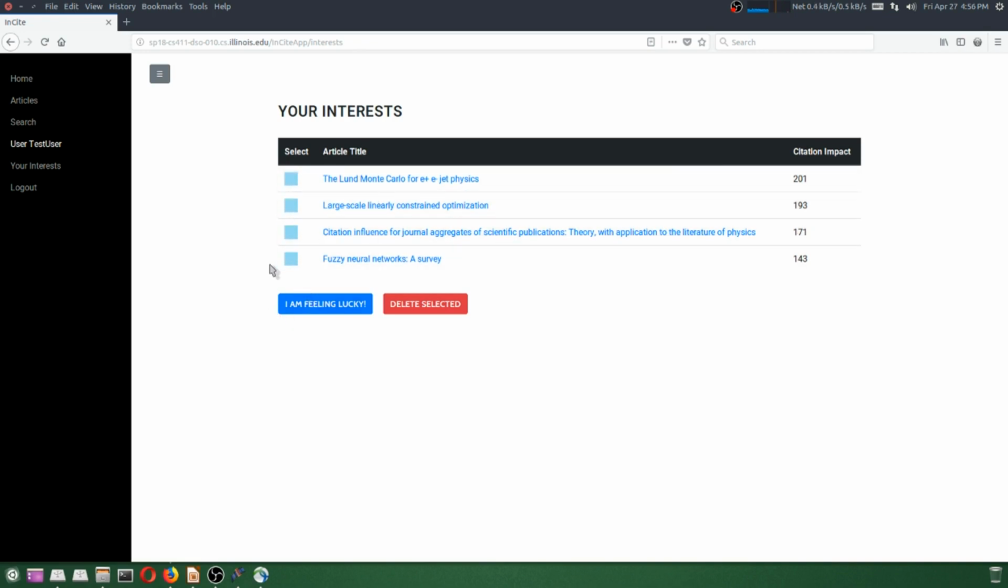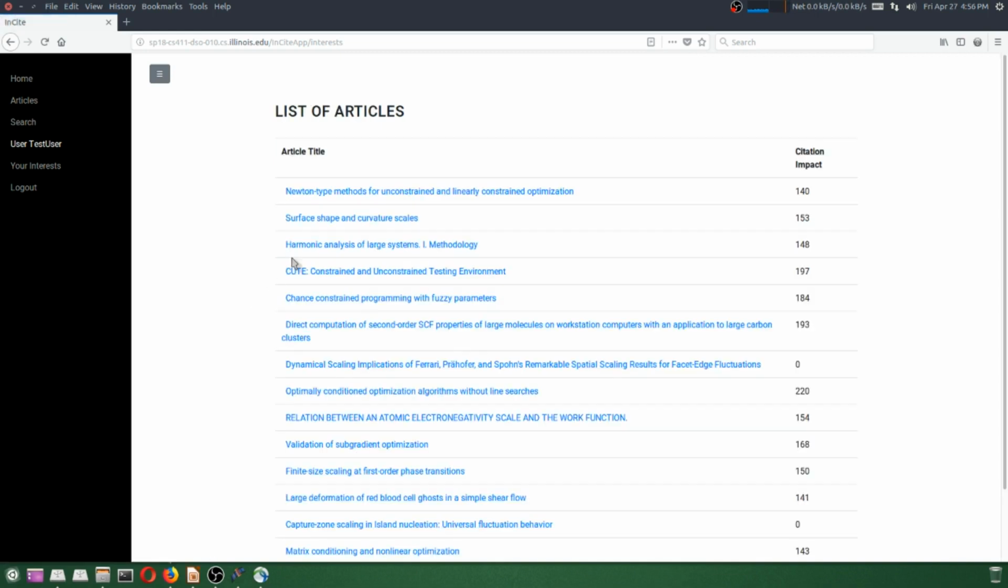Let's say I'm particularly interested in optimization today, so I want to see other things that are similar to this paper. I can select it. Click on I'm feeling lucky. So those of you who have used Google before, I'm feeling lucky is the recommendation mode for Google, right? And look at that, it has found other articles, excluding the one that was in my interest that was selected, right?